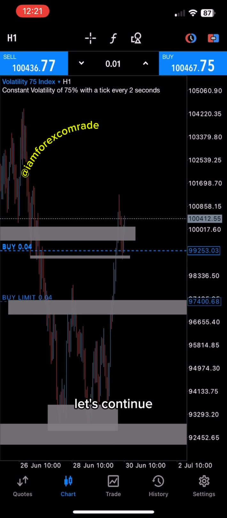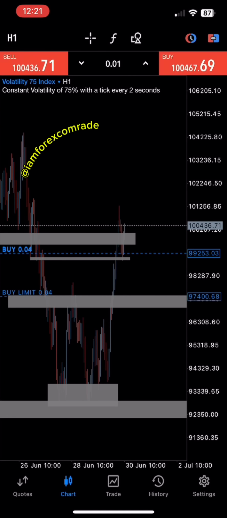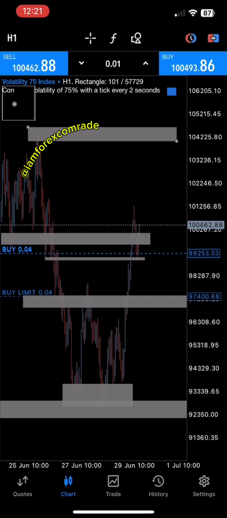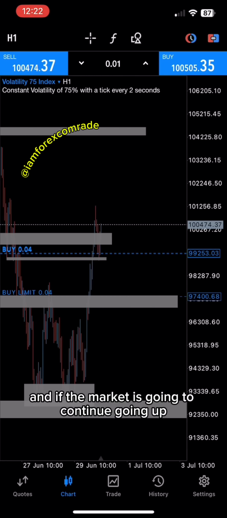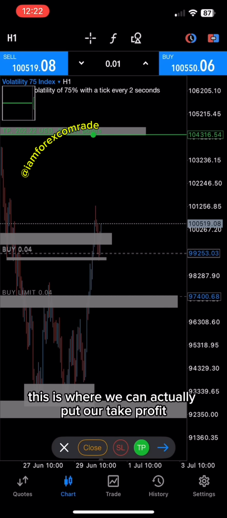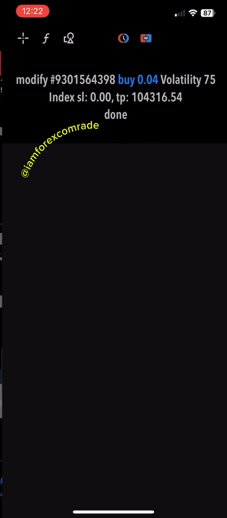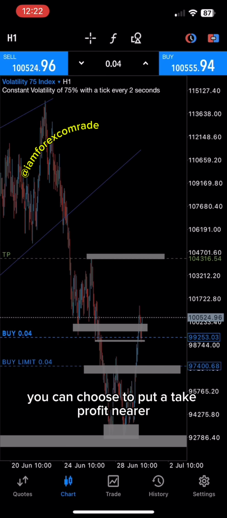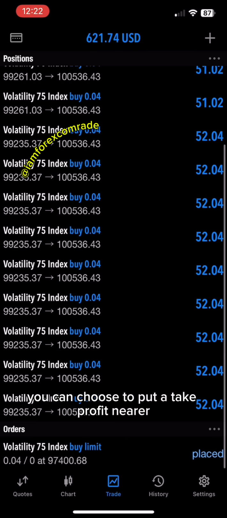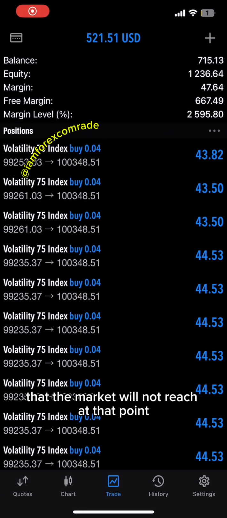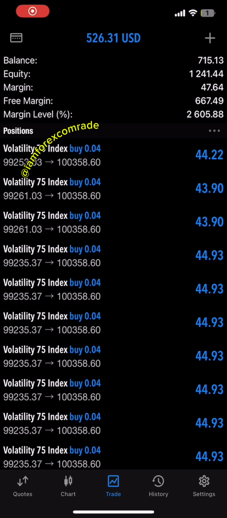Let's continue. And if the market is going to continue going up, it is going to face that resistance where I've put the shadow zone. This is where we can actually put our take profit, but that's actually the third take profit that you can use. You can choose to put a take profit nearer. That's just if you are afraid that the market will not reach that point.